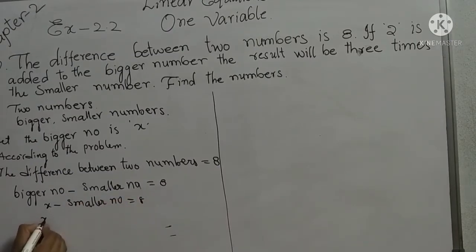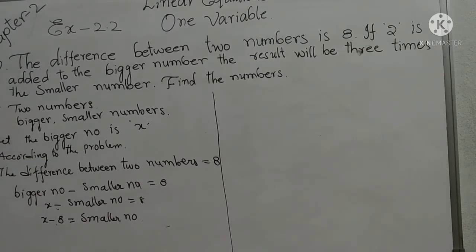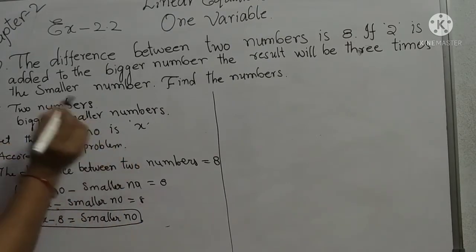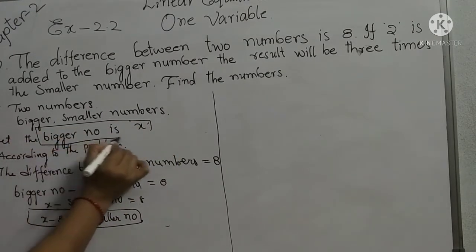So x minus 8 is equal to plus the smaller number. A positive quantity moved across becomes negative, and a negative quantity moved across becomes positive. Understand here? So x minus 8 is equal to the smaller number. This is the smaller number. The bigger number is x. Let the bigger number be x.